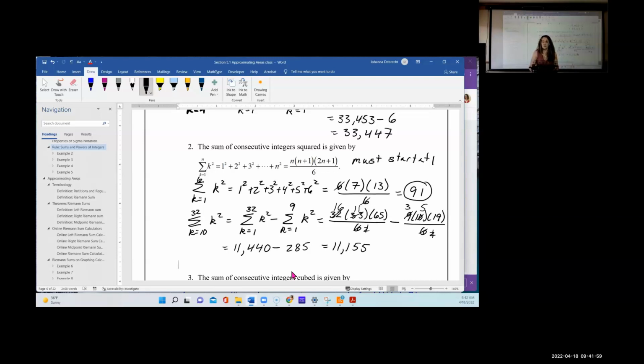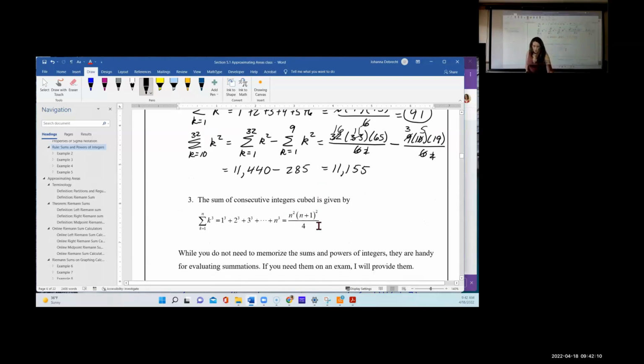So summation is a good way of adding many numbers more rapidly and more easily. There's also a formula for the cube. The cube does not come up as often for us, so you won't see this one as often. We'll see the square and we'll certainly see k quite a bit, but we won't see the cube as often. But the formula is n squared times n plus 1 quantity squared divided by 4.